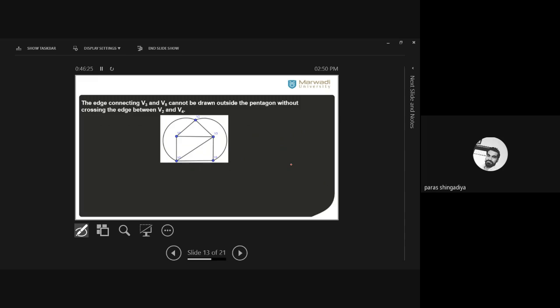So let's connect V3 and V5. ठीक है, V3 V5 को पहले connect करते हैं. Then after we'll connect V1 and V4. That cannot be drawn outside the region. Okay, V3 V5 को अगर आप outside draw करोगे, so it will cross with this outside edge. If we connect to the outside, it will cross with this place. So we cannot connect outside the region.